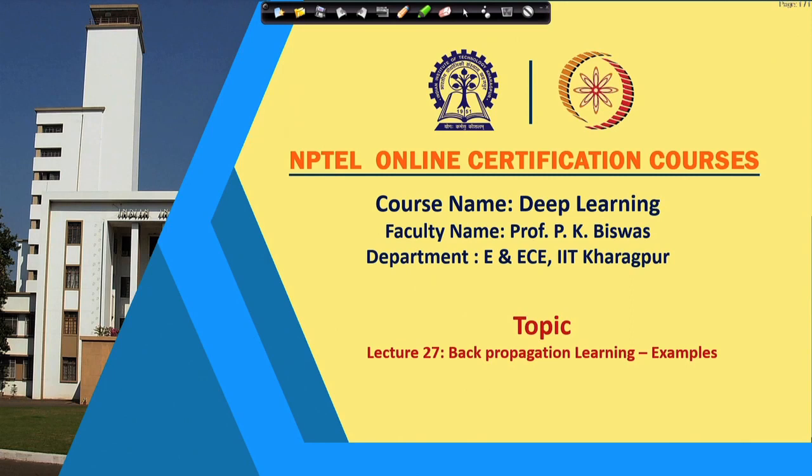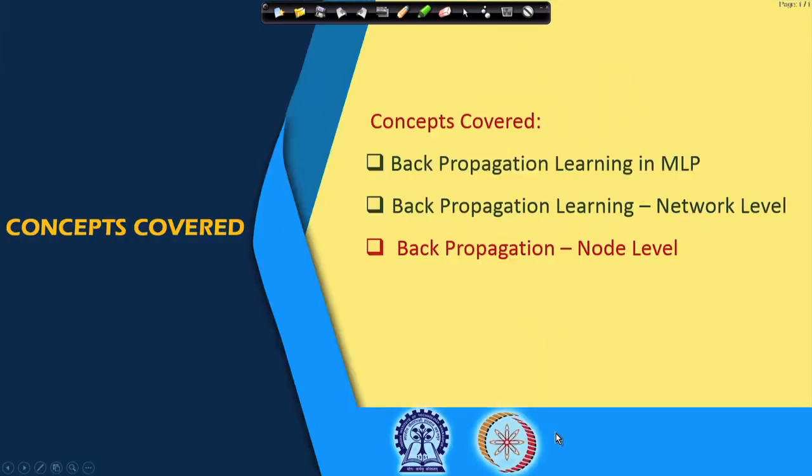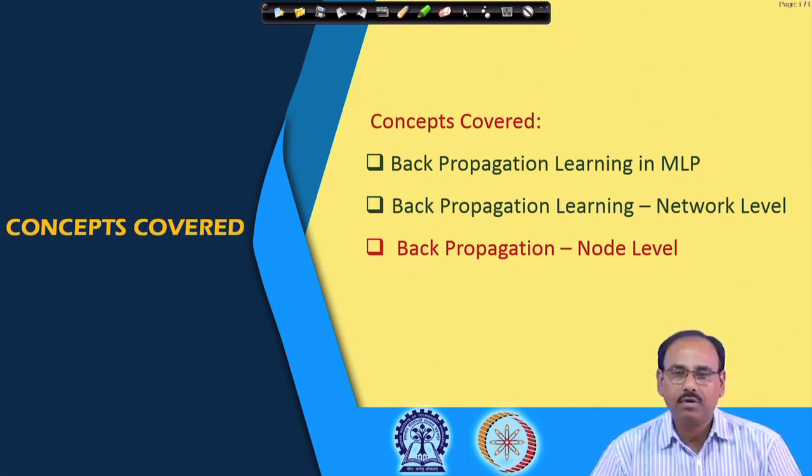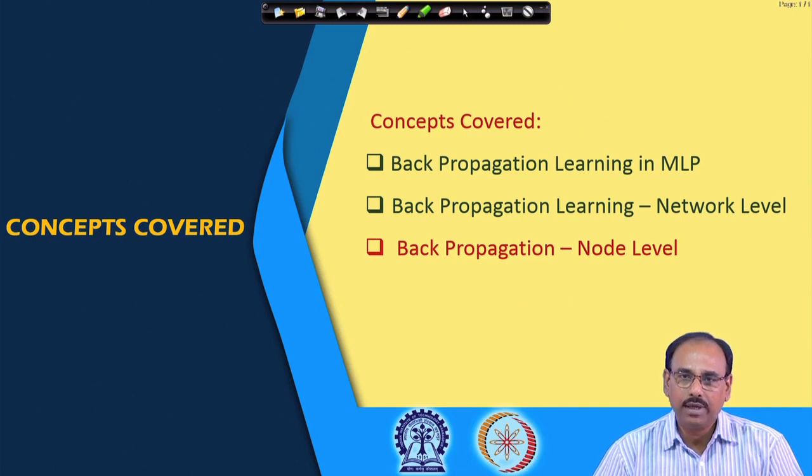So, we are discussing the backpropagation learning algorithm with some examples. In the last class, we took an example at the network level: given a feed-forward neural network, how to compute the error at the output node, and then how to propagate that error in the backward direction from the output towards the input layer, and as you propagate the error, how the weights in every layer are updated.